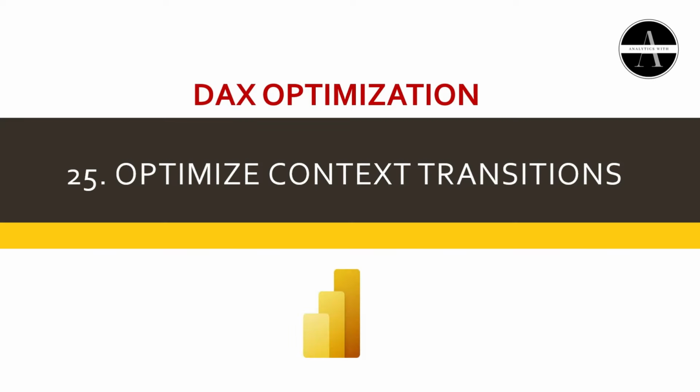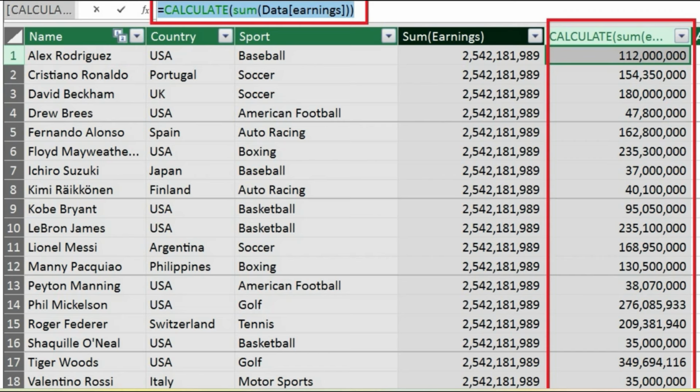Point number 25. Optimize the context transitions. Be mindful of context transitions. In DAX, context is crucial because it determines how your formulas are calculated. However, unnecessary context transitions can slow down the performance. For instance, if you are using a CALCULATE within your DAX expression, you are changing the evaluation context. While CALCULATE is a powerful function, overusing it can create more context transitions than needed. The goal is to minimize these transitions and keep your expression as streamlined as possible.